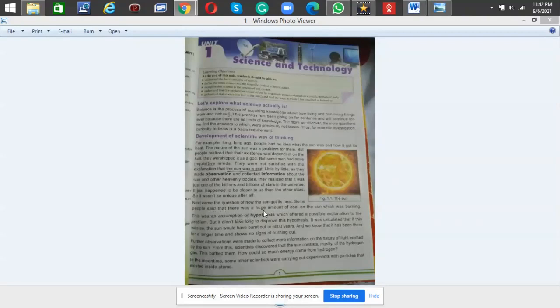Next came the question of how the sun got its heat. Some people said that there was a huge amount of coal on the sun, which was burning. This was an assumption or hypothesis, which offered a possible explanation to the problem. But it didn't take long to disprove this hypothesis. It was calculated that if this was so, the sun would have burned out in 5,000 years. And we know that it has been there for a longer time and shows no sign of burning out.